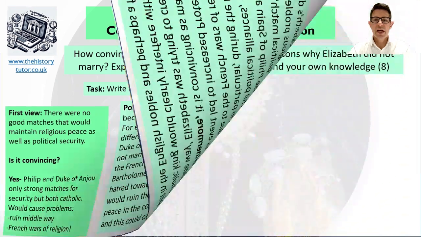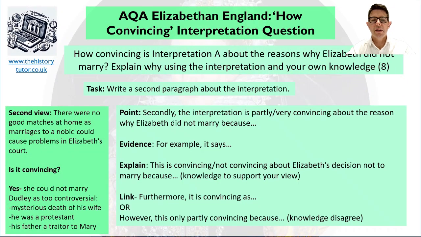So let's have a go now at the second paragraph. I'm not going to talk you through piece by piece. You can pause me now and have a go at writing the final paragraph, and you can see the writing frame there and the ideas we had. So there's no good matches at home because it could split the court. See if you can argue ways you agree with that.